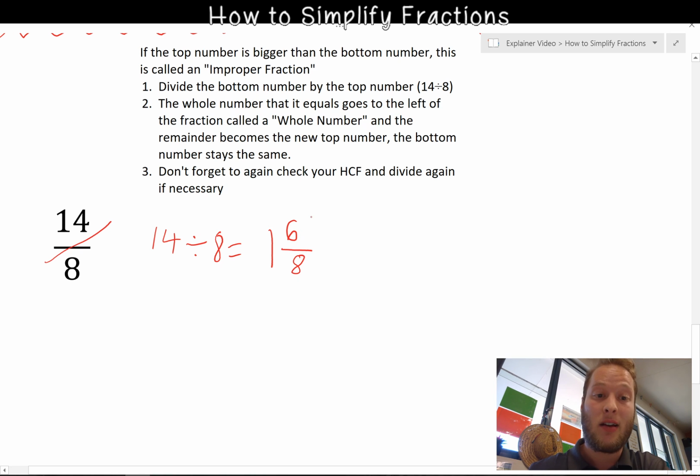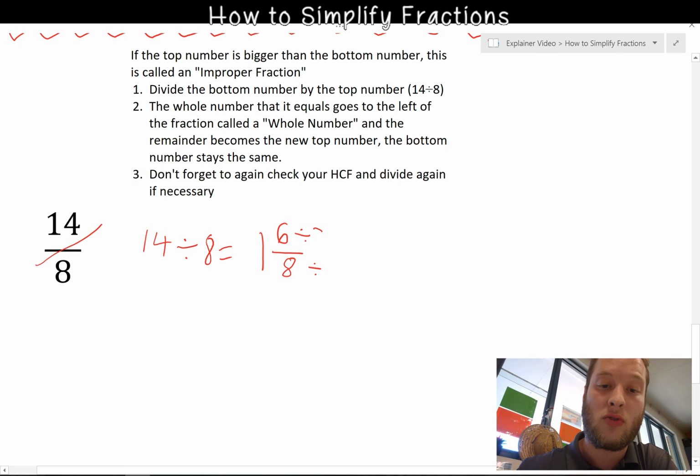And again, don't forget to check if you can still simplify. So I can make this smaller again. I think, what can go into both 6 and 8? And I know 2 fits. I know 3 can fit in 6, but 3 can't fit in 8. So it looks like 2 is the biggest number and the only number that works.